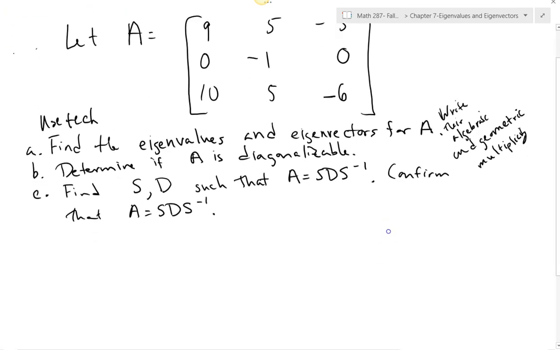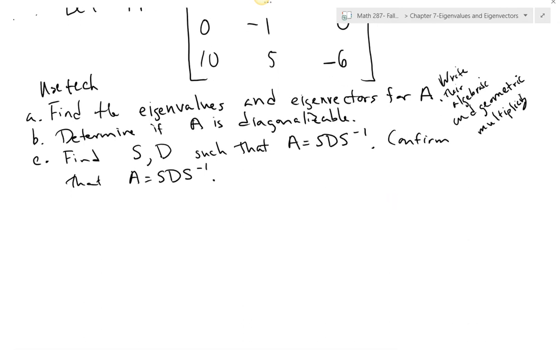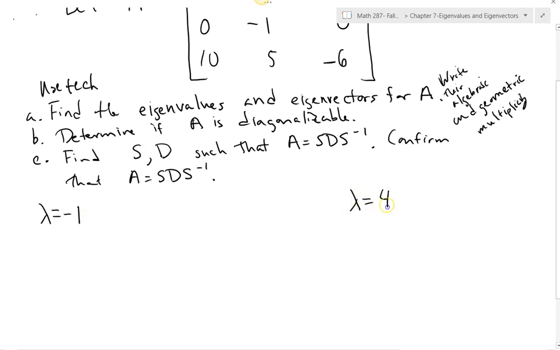So a couple things. Let's first find, somebody give me the eigenvalues for A. What are the eigenvalues for A? So we have lambda equals negative 1, and I'm going to actually separate them out. I'm going to write this as lambda equals 4 as the other one, all right?